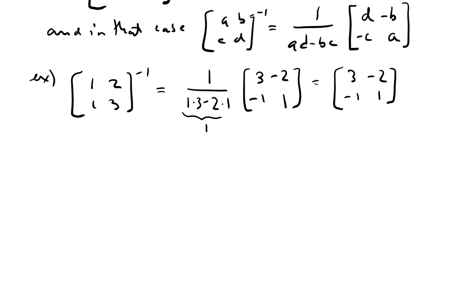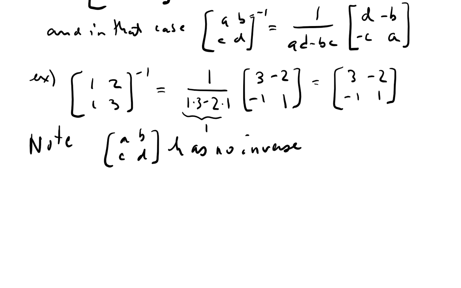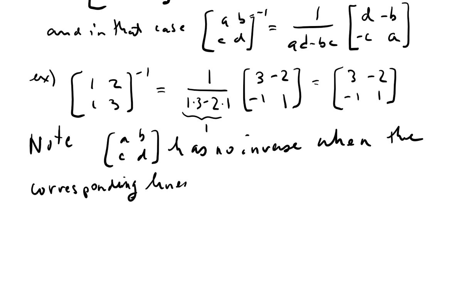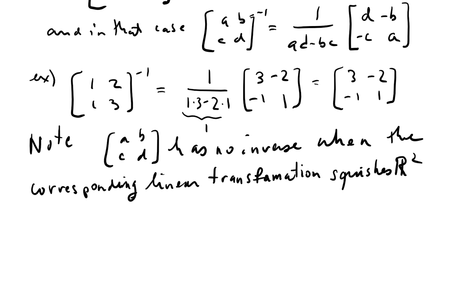Okay, so note: ABCD has no inverse when the corresponding linear transformation squishes R2 onto a line.